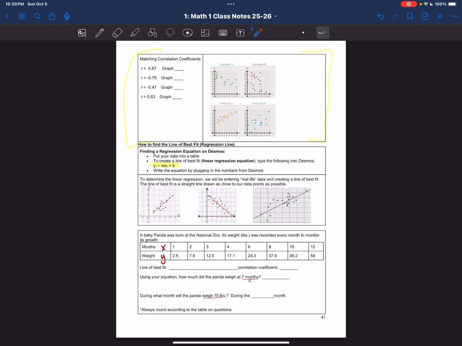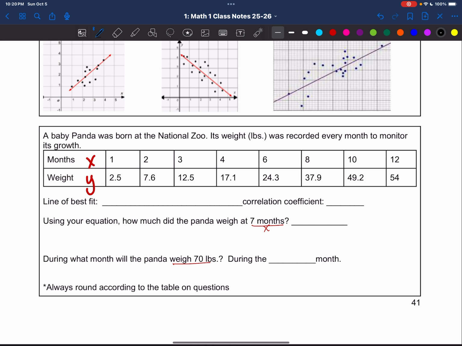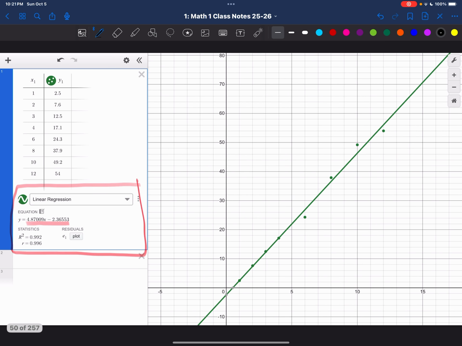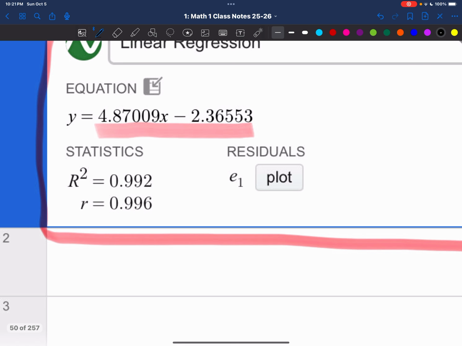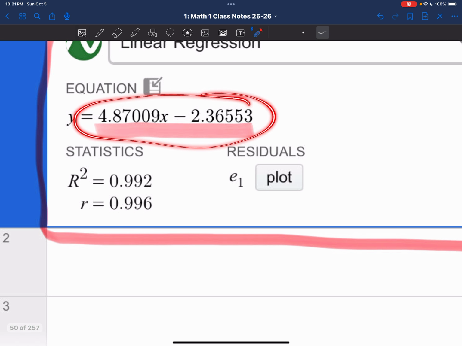So for this, I know that my X's, I'll just do black for the equation. Okay, so the line of best fit, we're going to round to the nearest hundredth. So I've got Y equals 4.87X minus 2.37. And again, if you look at the equation, that's exactly what we've got here. I just rounded it to the nearest hundredth, and so this would be 7.